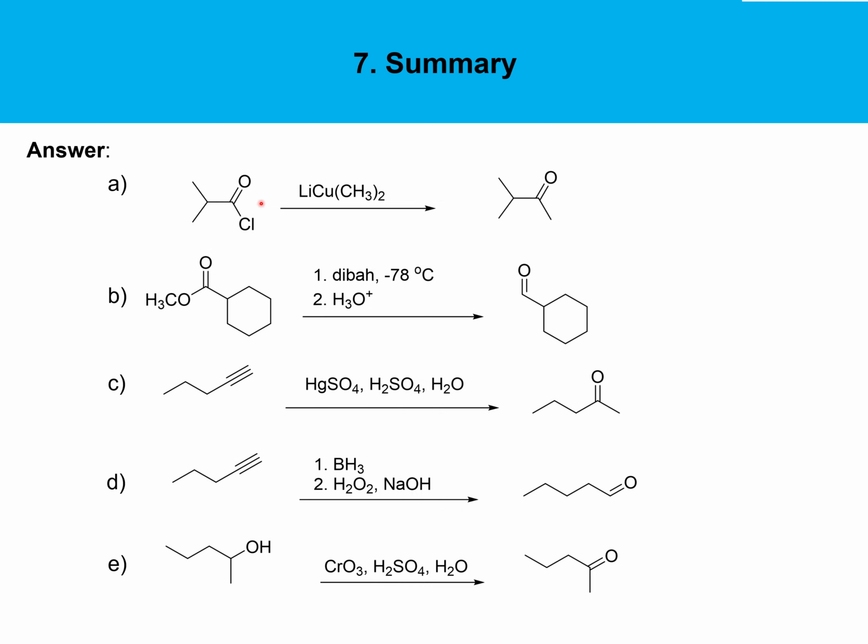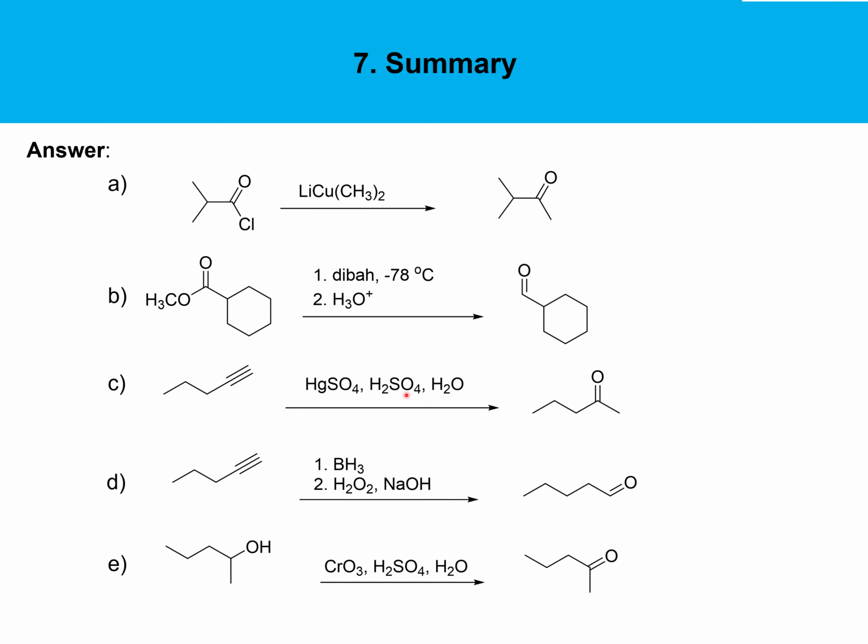If we add a Gilman reagent to an acid chloride, one of these two methyl groups will be replacing the chlorine to give us a ketone that has a methyl group. DIBAL is typically used to convert an ester into an aldehyde under these conditions.